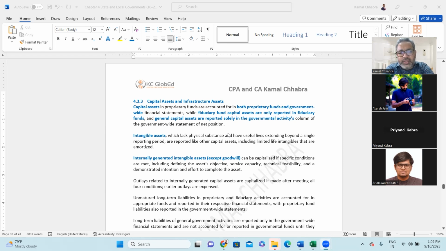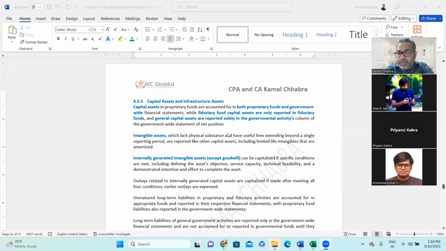The general capital assets are reported solely in the governmental activity. So if there are general assets which are not related to any fund, they are related to the governmental activity and are considered in the consolidation of the government-wide financial statement.